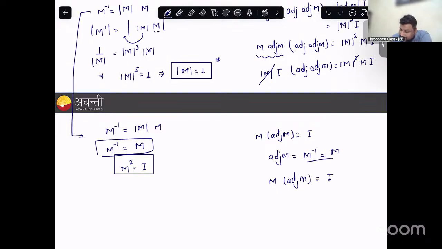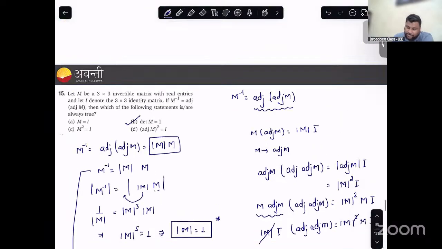Now replace M as adjoint M. So it is adjoint M into adjoint M as identity matrix. So adjoint of M square is also I. So this is also correct. This is also correct. So these are the 3 correct answers. M square is I does not mean that M is also I. So that is why that option is definitely not correct.